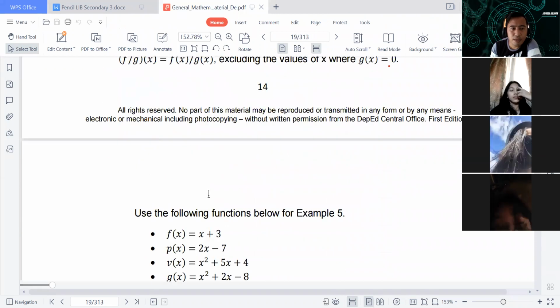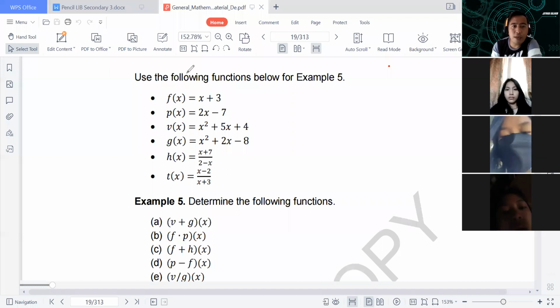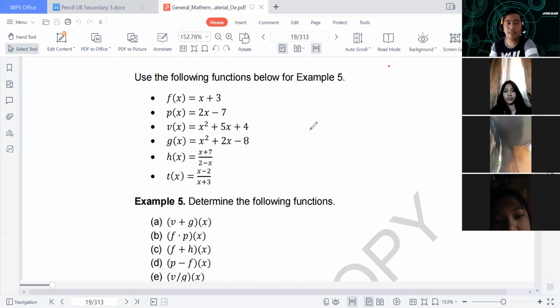Clear? So say for example, we have these functions. F of x is defined by x plus 3. Your p of x is 2x minus 7. Your v of x is x squared plus 5x plus 4. G of x is x squared plus 2x minus 8. Your h of x is the rational function x plus 7 over 2 minus x. And your t of x is another rational function, x minus 2 over x plus 3.